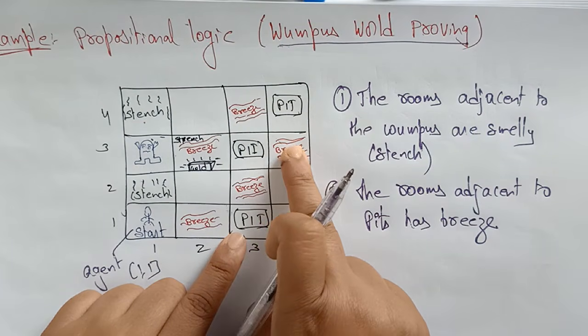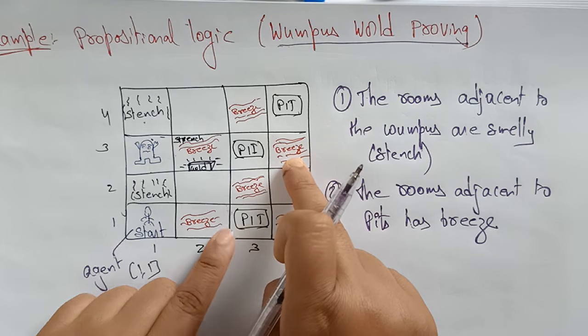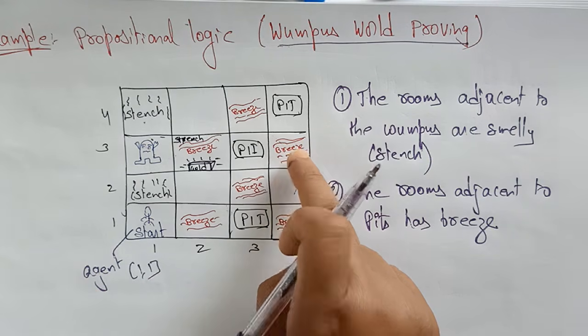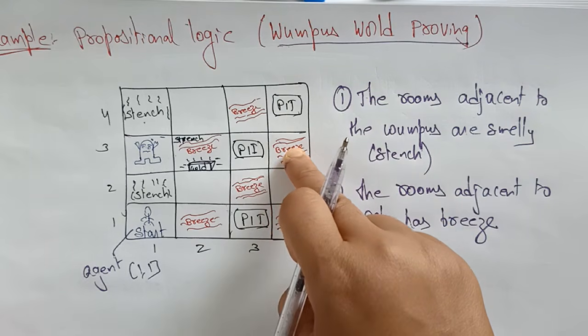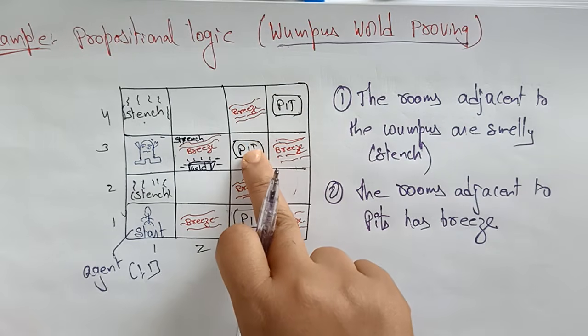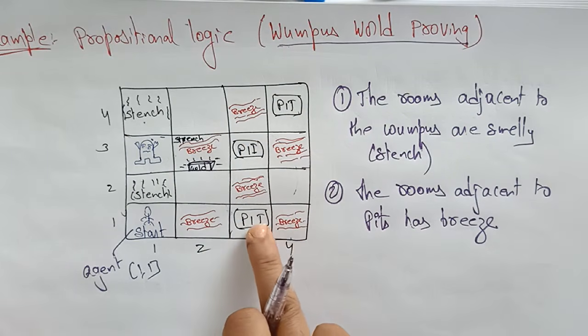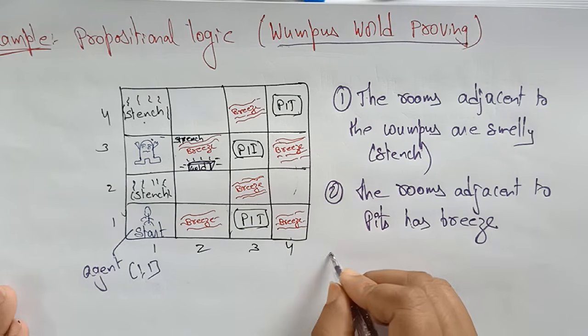That means whenever the agent enters that breeze room, then he will perceive the breeze. Okay, he's saying that, okay, here the breeze is coming. That means the adjacent room of this breeze is a pit. Okay, the adjacent room of this breeze is a pit. So that is one condition.